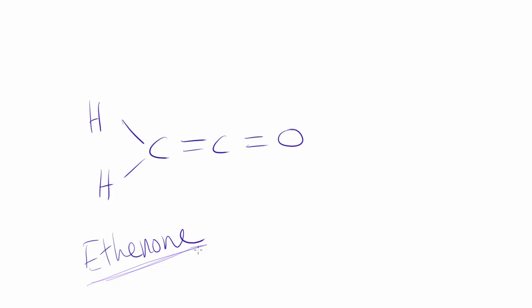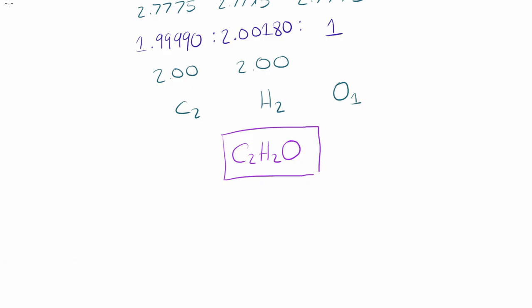And so we've got effectively, as we discussed, C2H2O, and you can see you've got C2, H2, H2O. Okay, so that's our empirical formula in this case.